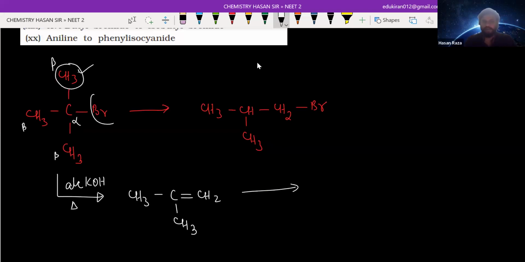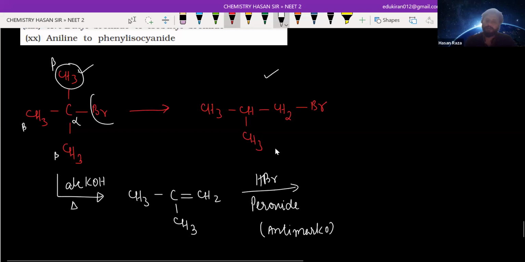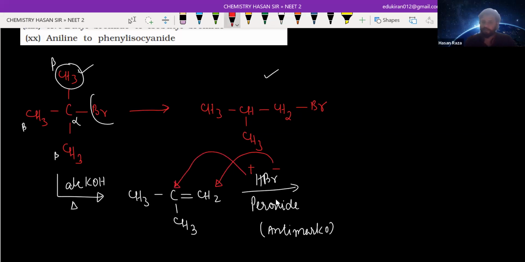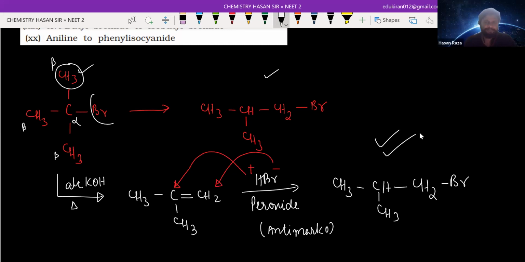Now I'm going to react this with HBr in the presence of peroxide. In the presence of peroxide, that means it is anti-Markovnikov. And you know what anti-Markovnikov means? Basically this is your negative, this is your positive. So the negative part will go to that carbon which has the greater number of hydrogen and the positive part will migrate to that carbon which has the lesser number of hydrogen. So what will happen here? CH3, CH3 and hydrogen comes here and then there will be CH2 and then there will be Br. Isn't it easy?